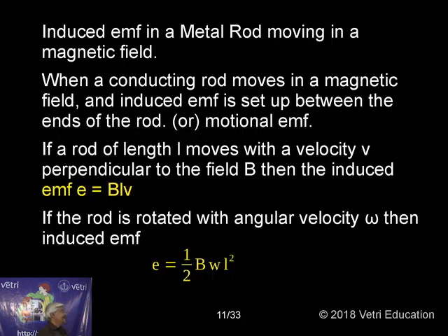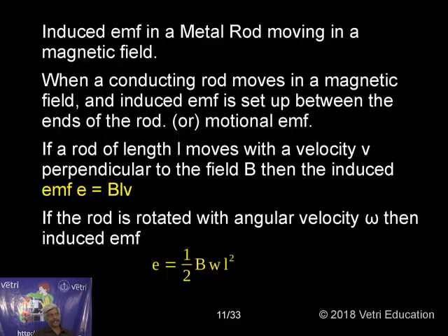This is an additional point. Induced EMF in a metal rod moving in a magnetic field. So the induced EMF, first one in motor. Second one, induced EMF in a metal rod moving in a magnetic field. When a conducting rod moves in a magnetic field, an induced EMF is set up between the ends of the rod, or motional EMF. If a rod of length L moves with a velocity V perpendicular to the field B, then the induced EMF is BLV. We already discussed that.